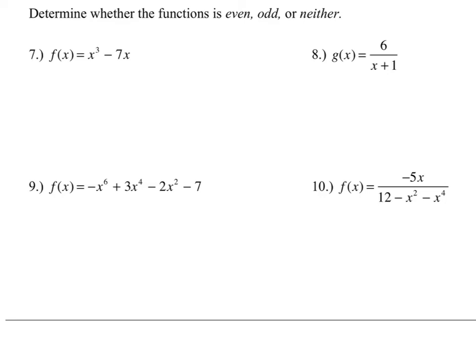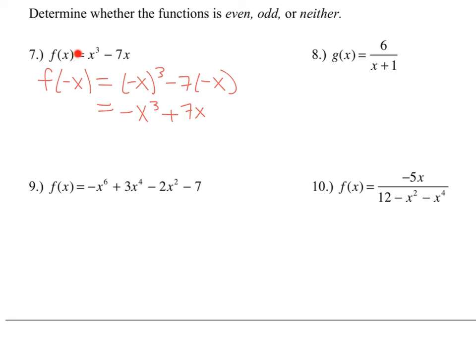So let's see what happens when we replace x with the opposite of x. So we have the opposite of x cubed minus 7 times the opposite of x. Well, if we take negative x and cube it, we're going to get a negative output. If you multiply a negative 3 times, it'll come out negative. Negative 7 times negative x will give you positive 7x.